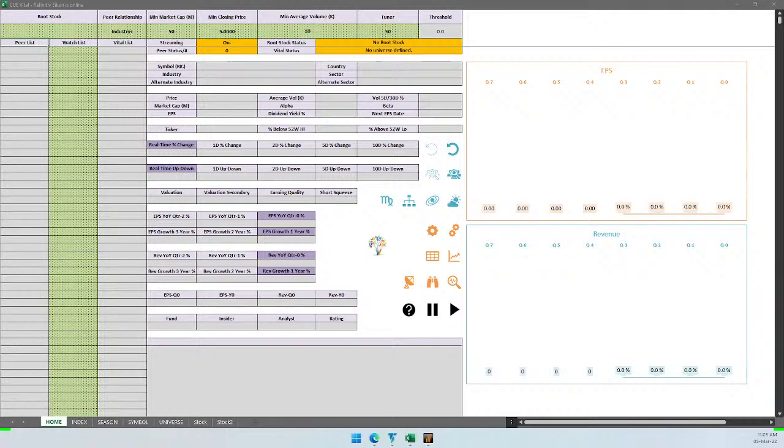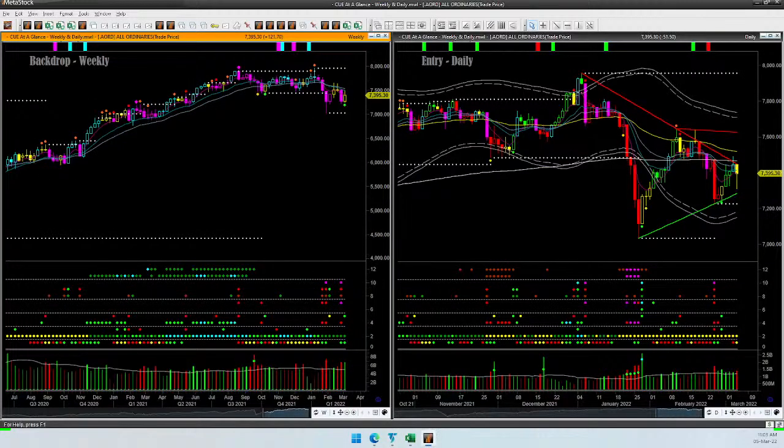That was the last slide. Let's continue with the live system. First, a look at the global markets, starting with Australian index, all ordinaries.